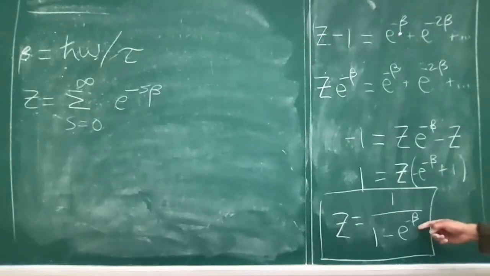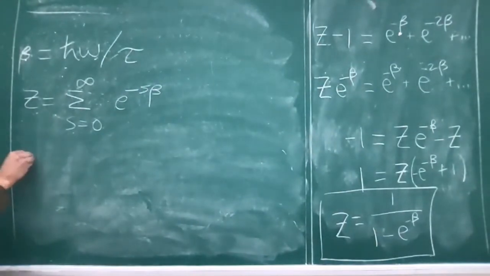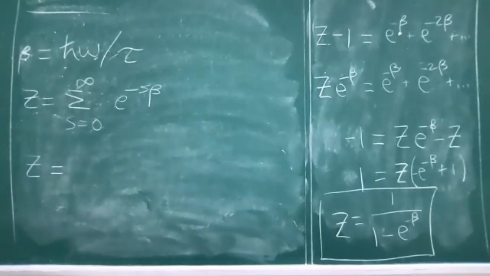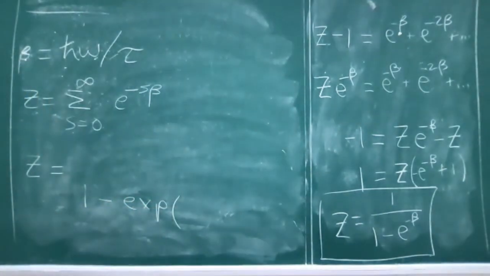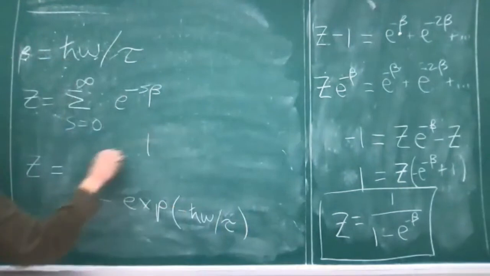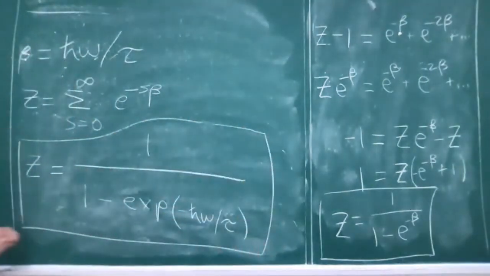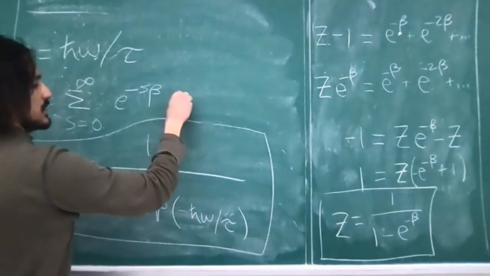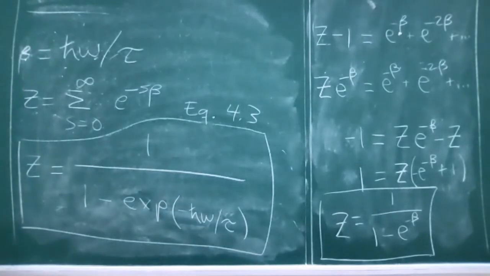And if we rewrite the beta as h bar omega over tau, then we get that the partition function is 1 over 1 minus exponent of minus h bar omega over tau. Okay, so that is equation 4.3. So this is the partition function of either the photon gas, ideal gas, or the quantum harmonic oscillator.